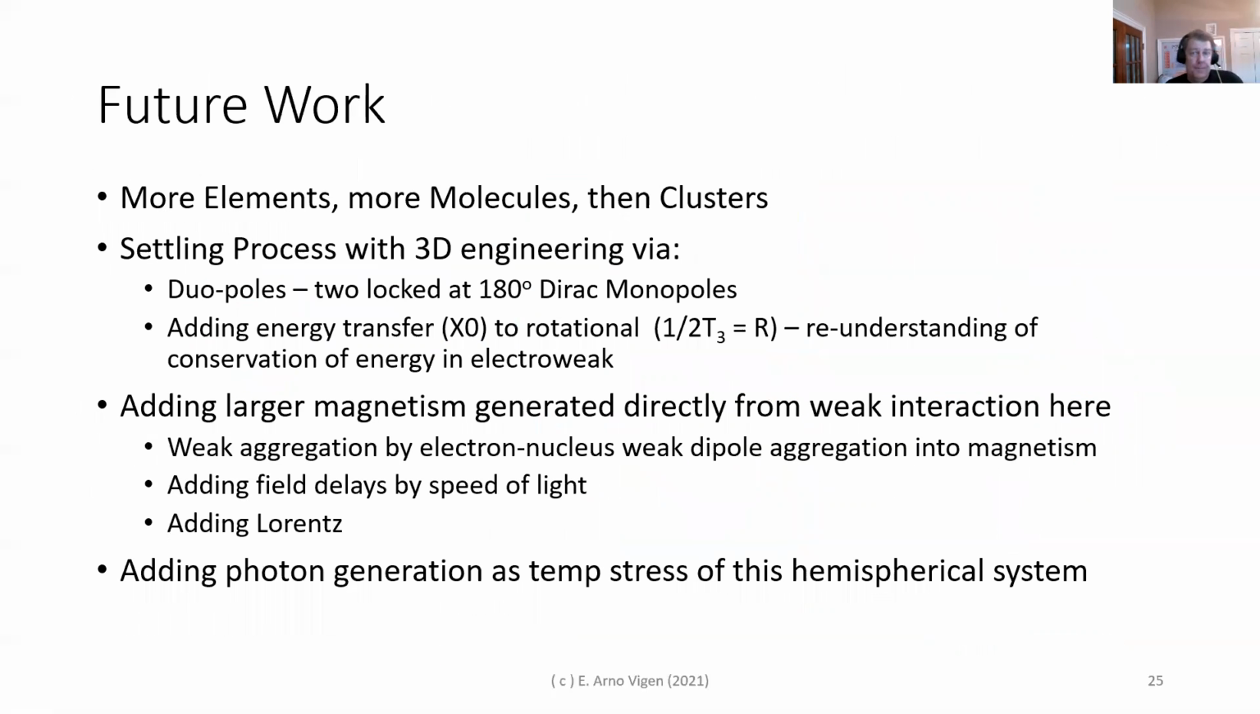Now, obviously, I've got much more work. I've got to do more elements, more molecules, and then clusters. And then I need a settling process, which in order to do this, I'm going to have to add duopoles. That's two Dirac monopoles locked at 100 degrees. Instead of doing it at AO, I'm talking about what happens at the R sub E, the particle edge, because you still have two poles there for this hemispherical system. We've got the transfers. This weak force then has to get integrated into magnetism, and the stress then on that hemispherical system becomes photon generation.